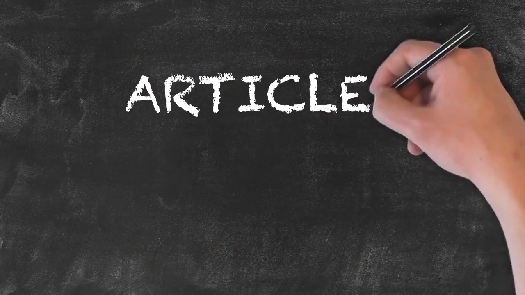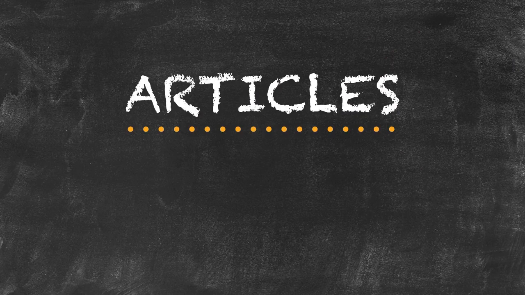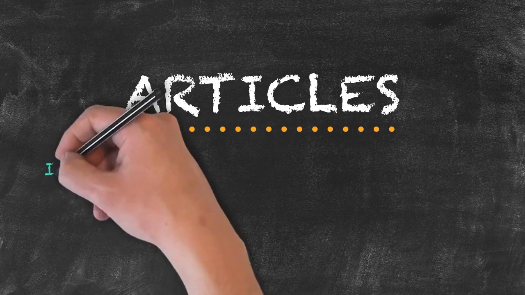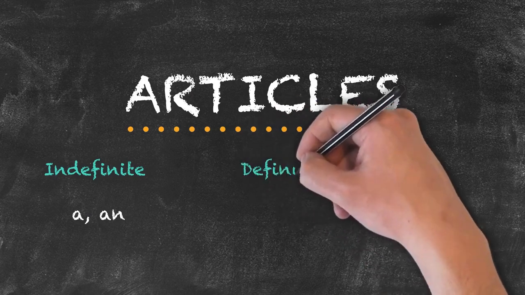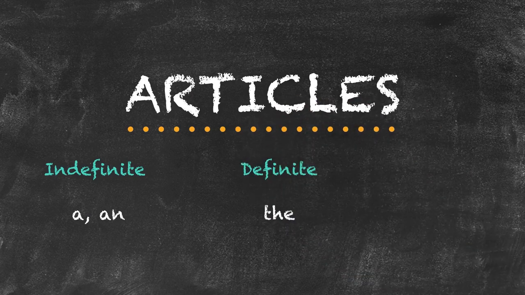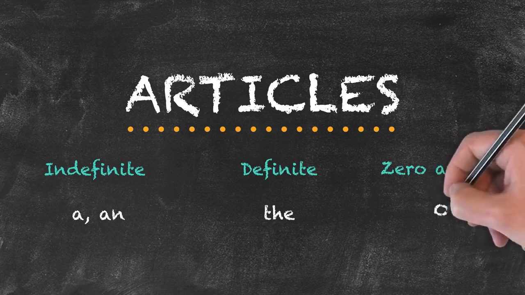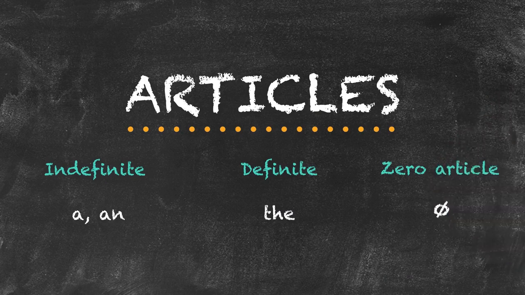And now we'll have a look at our articles. We can divide articles into these groupings. Indefinite, using a or an. Definite, using the. And oftentimes referred to as the zero article, is actually the absence of an article altogether.